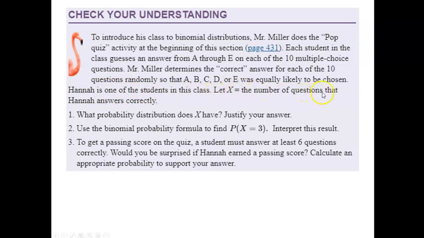Let X equal the number of questions that Hannah answers correctly. So what probability distribution does X have? Justify your answer. Use the binomial probability formula to find the probability that X is exactly equal to 3. Interpret this result. And to get a passing score in the quiz, a student must answer at least 6 questions correctly. Would you be surprised if Hannah earned a passing score?